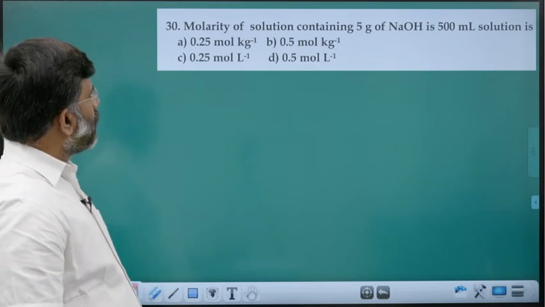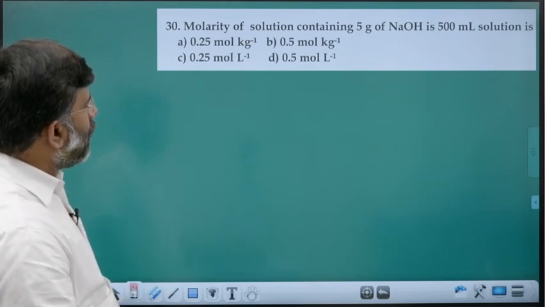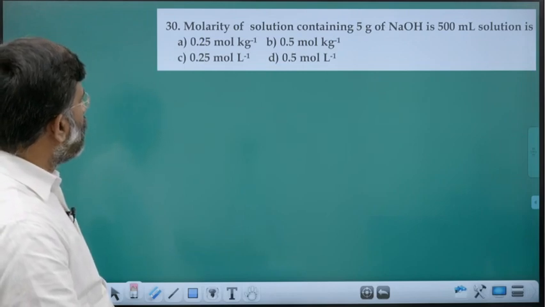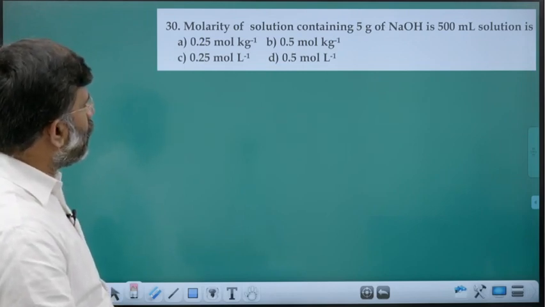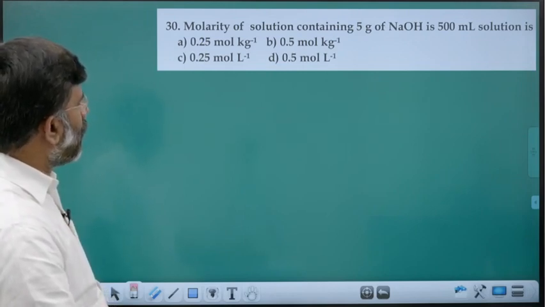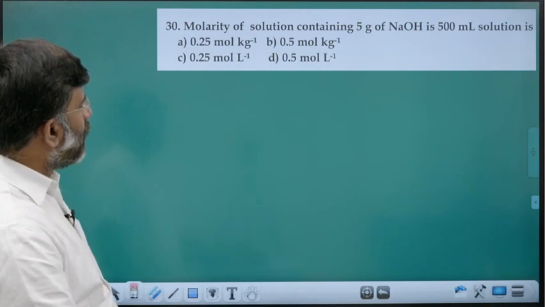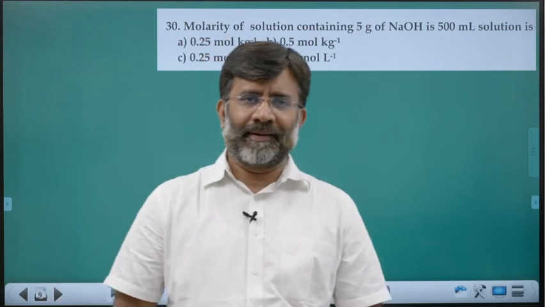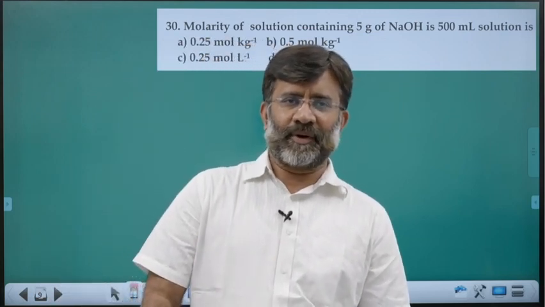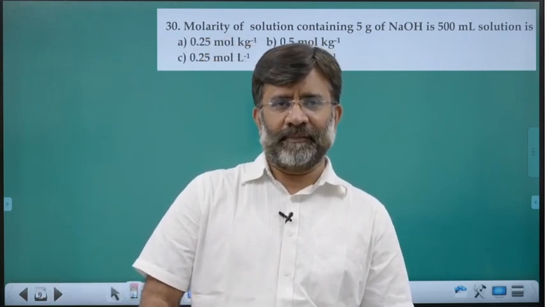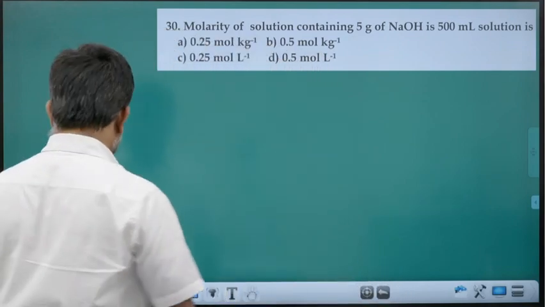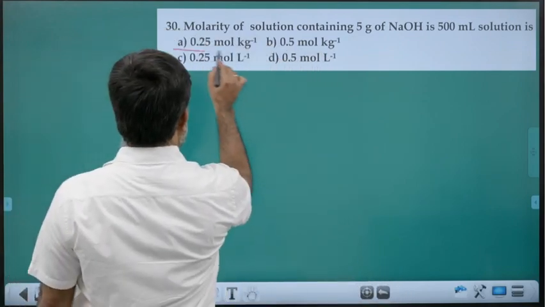Molarity of a solution containing 5 gram NaOH in 500 ml solution. 5 gram NaOH, 500 ml. Therefore, in 1000 ml, 10 gram. So what is the molarity? 10 by 40, that is 1 by 4. 0.25 will be the answer.